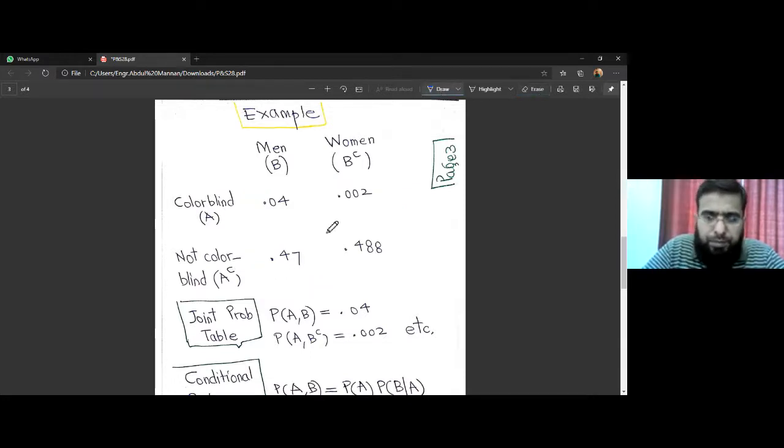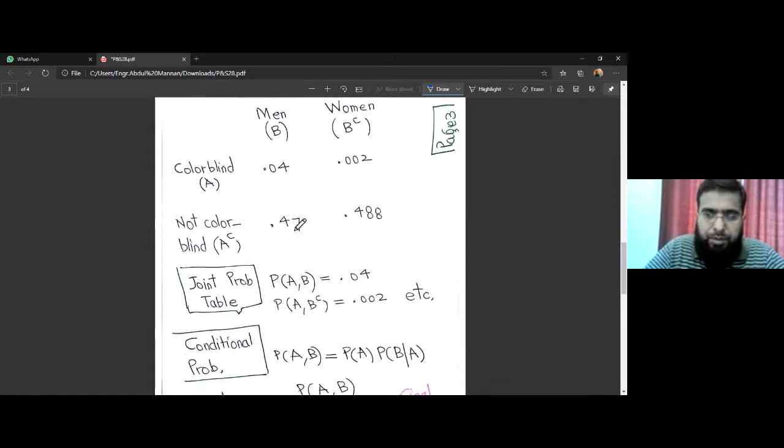What is the probability of A and B? The person is a man as well as colorblind, which is 0.04. What is the probability that the person is a woman and she is colorblind? That is the probability of A, B complement, or the probability of A intersection B complement. It's given in the table as 0.002, and we can figure out the remaining two probabilities. The probability that a man is not colorblind is 0.47. The probability that the person is a woman and she is not colorblind is 0.488.